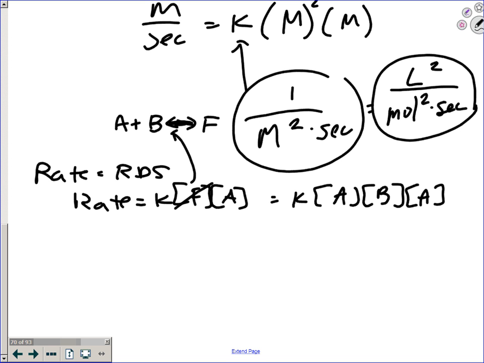All right, 21 and 26, right? Okay, 21, 25, 26. Okay, so 21, you've got this reaction mechanism given.